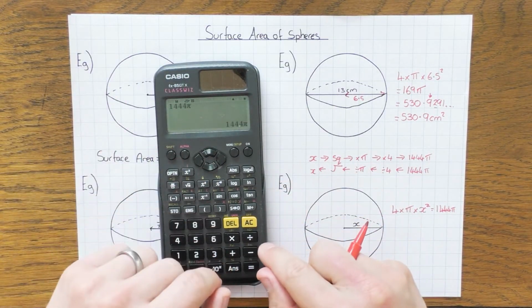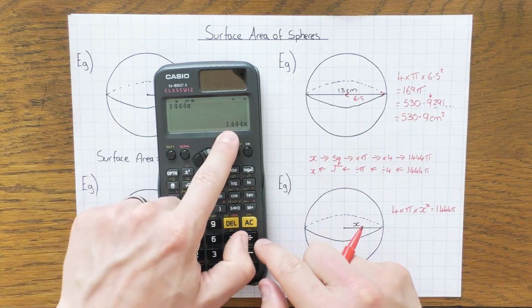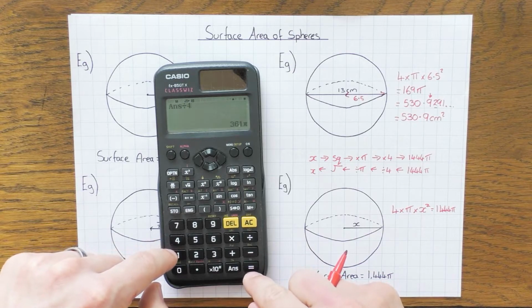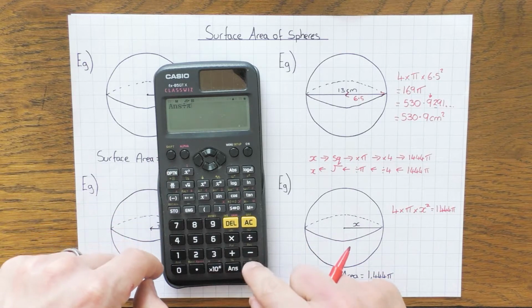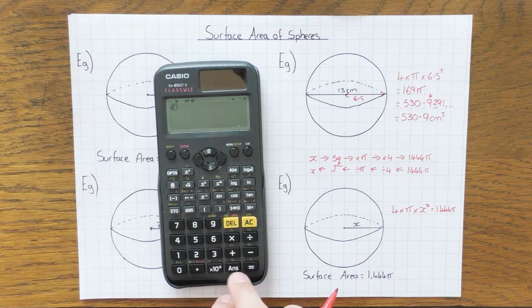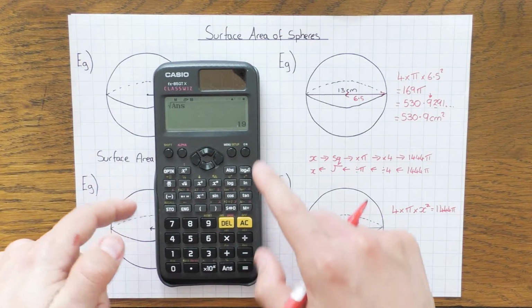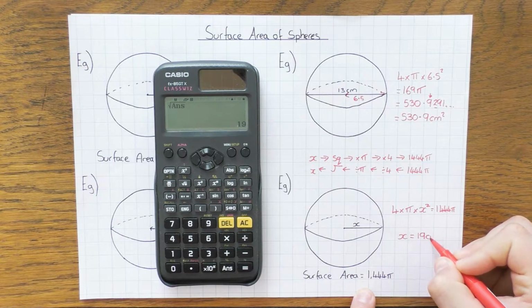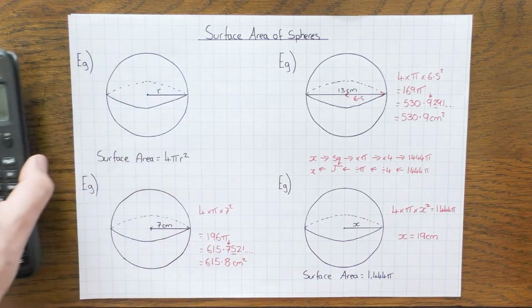So do this step by step, keep pressing equals as you go. First of all, I get my answer in there. Then I divide by 4 and press equals. Then I divide by pi and press equals. Then I square root, and if you use the answer button here, it just uses your previous answer, and you're left with x equals 19 centimeters. Lovely.